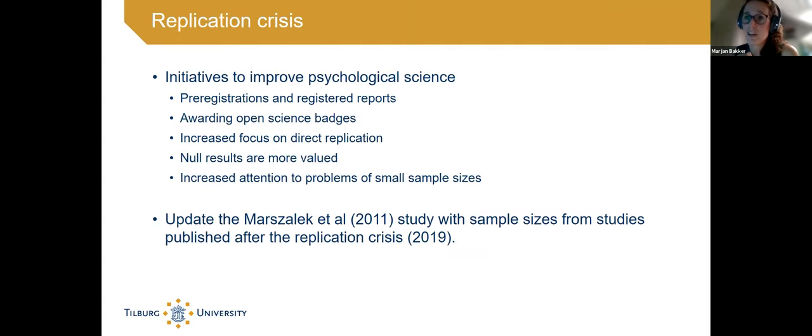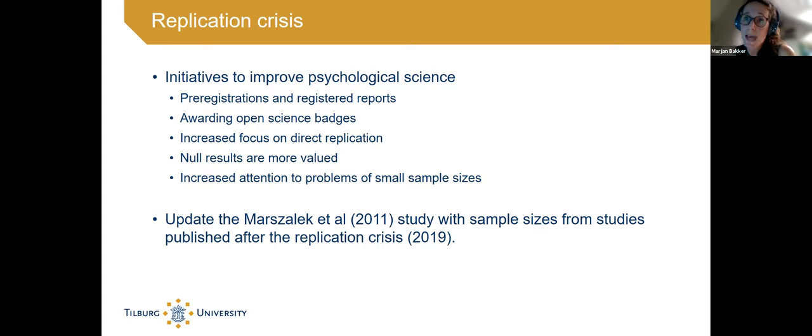But of course, a lot of things happened after 2011. We had the replication crisis, followed by different initiatives to improve psychological science. So we had pre-registrations, registered reports, awarding open science badges, increased focus on direct replications and null results, and also an increased attention to the problems of small sample sizes. So we were wondering whether we could update this Marsalek et al. study to see whether sample sizes in psychology have increased after the replication crisis.